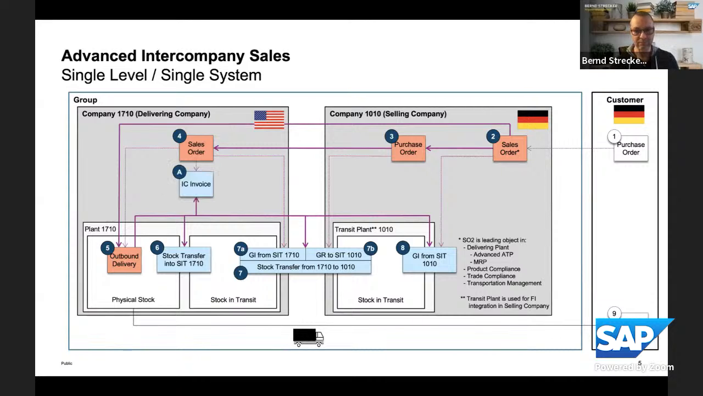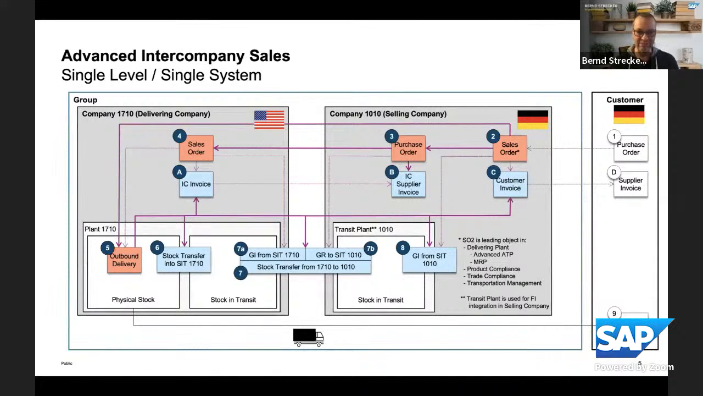After the goods have been shipped, so after posting 6, the invoicing can be done, be it first the intercompany invoice in the delivering company that then automatically triggers the intercompany supplier invoice in the selling company, or the customer invoice C in Germany towards the external customer. There's no sequence, so first the customer invoice can be created or the intercompany invoice. There is no fixed sequence.